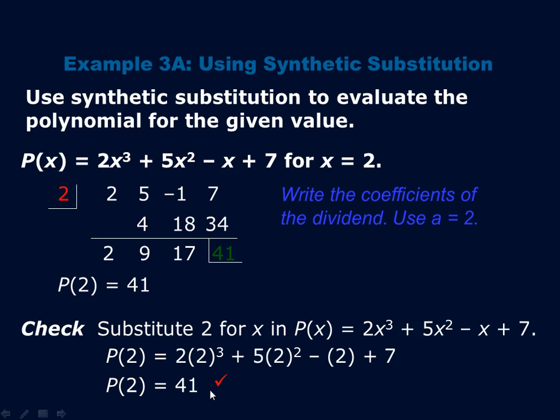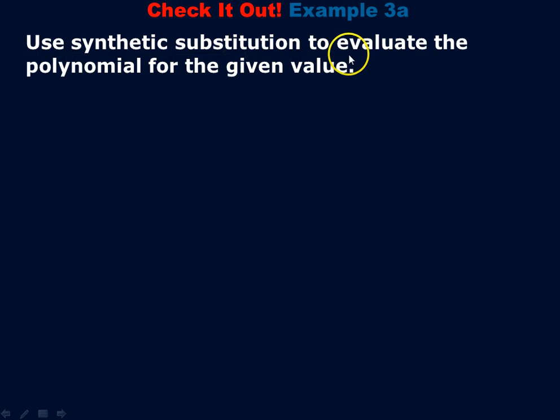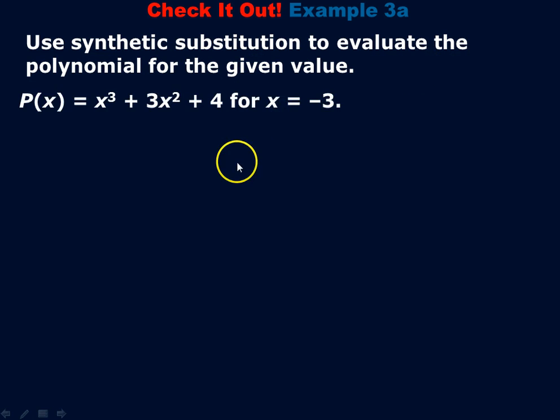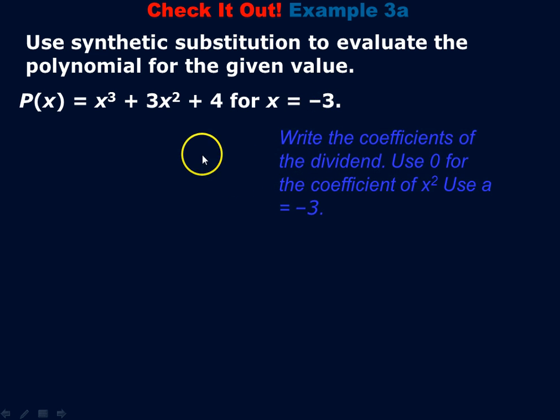Alright, let's do this one more time, and hopefully you got it, and then we're done for the day. Use synthetic substitution again to evaluate the polynomial for the given value. The p of x is x cubed plus 3x squared plus 4 for x equals negative 3. So what are we going to plug in? Negative 3. We've got to put our coefficients in standard form. 1, 3. There is no x, so there's a 0 there, and a 4.